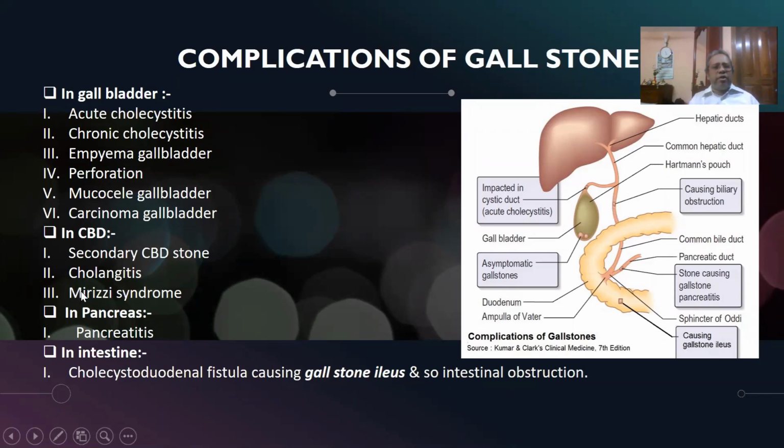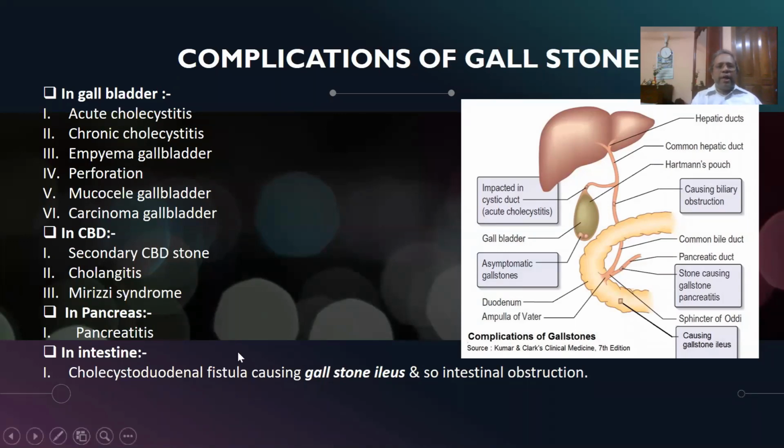Another one is Mirizzi syndrome. That means the stone is not dislodged there. The stone is impacted there, and it causes pressure over the common hepatic duct, which is called Mirizzi syndrome. Later on I will discuss Mirizzi syndrome more elaborately.